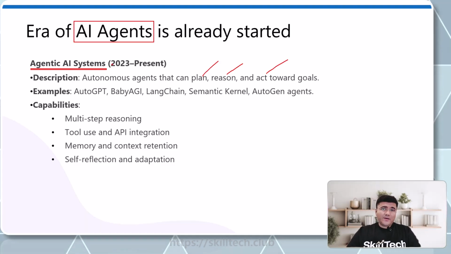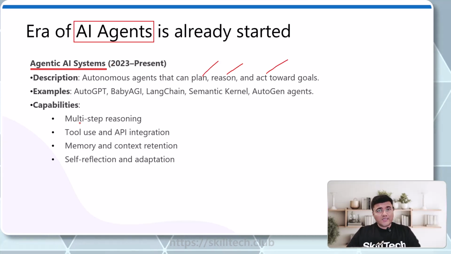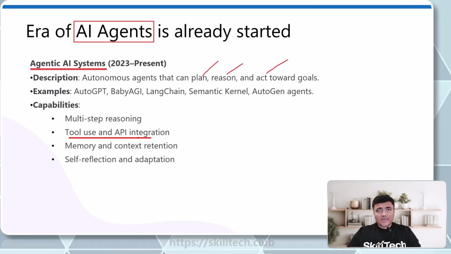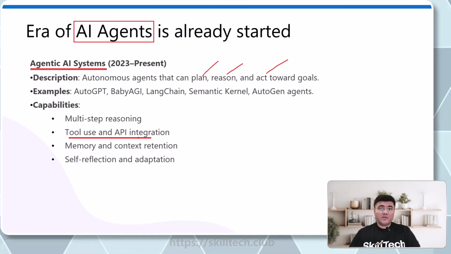Now, the next thing is what kind of capabilities an AI agent is actually going to provide to us. Well, it's going to give you multi-step reasoning. As I said, it can understand your intent and it's going to give you multi-step reasoning with that. It's going to allow you to associate with multiple tools, so it's going to give you tool use and API integration. You can integrate with your existing APIs, which were developed by your other developers, or maybe you develop them yourself, and those API logics will be integrated with your AI agent.